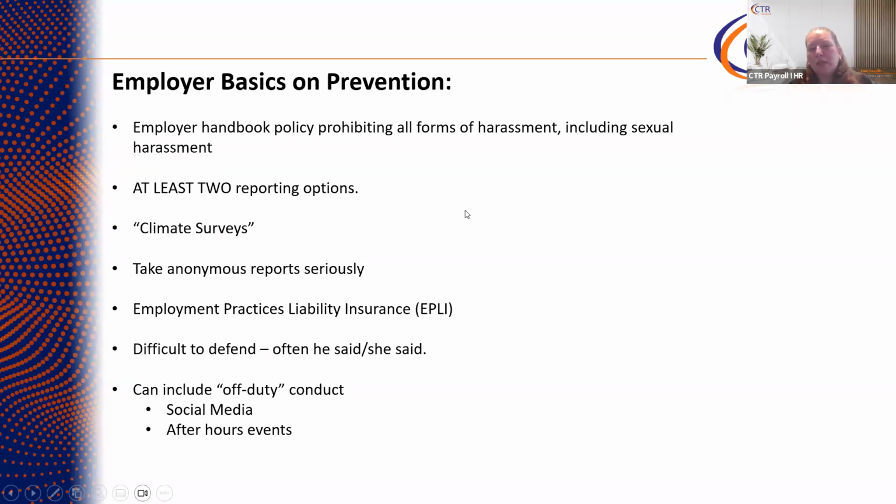Okay, so some basics on prevention. That's sort of the 30,000 foot view of the law there and what we're looking at. Please have a handbook that prohibits this. That is Exhibit 1, when, not if, you get sued for any type of harassment or discrimination or whatever.